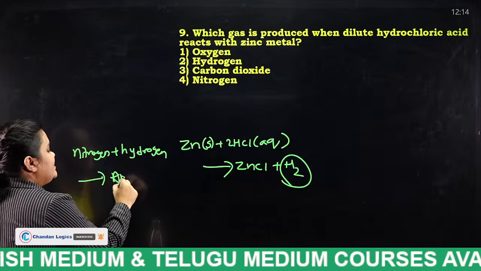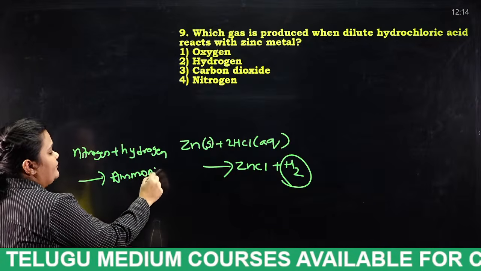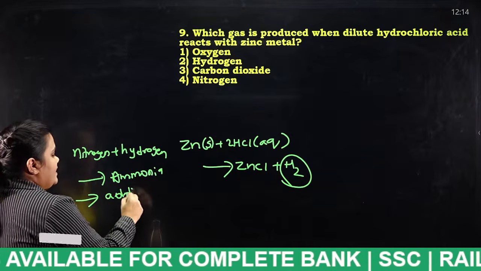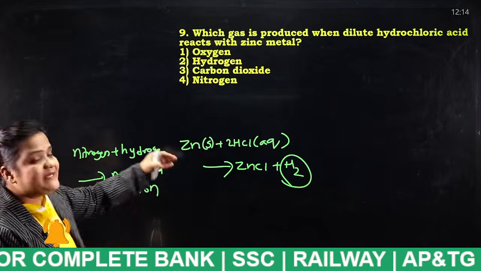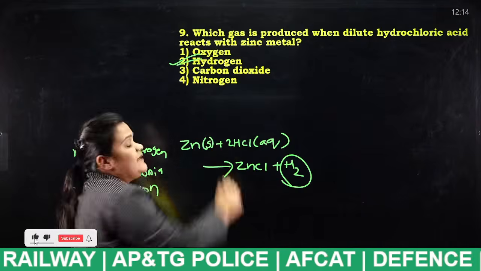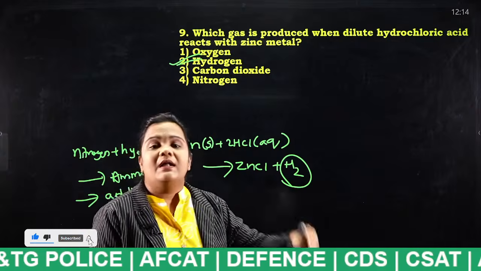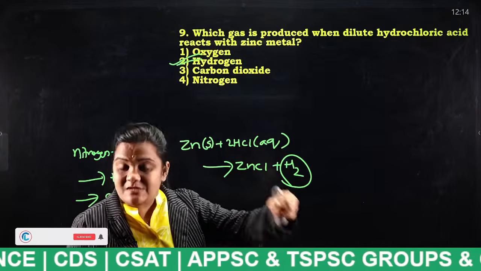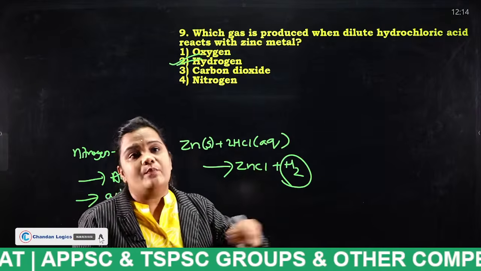Ammonia. So what type of reaction is this actually? This is an addition reaction. Yes, hydrogen gas is correct. And tell me, what are the four types of reactions? Addition reaction, displacement reaction, double displacement reaction and decomposition reaction.